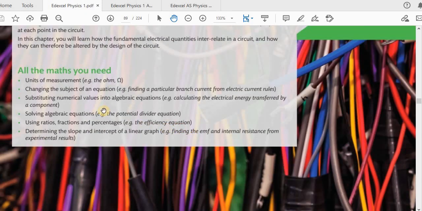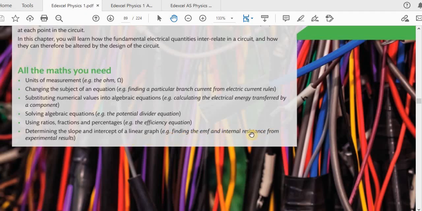Before we start this chapter, make sure you understand this, and this is the math that you need, and you have already learned this. The unit of resistance is ohm, how to change the subject of a formula, how to solve algebraic equations using ratios, fractions and percentages, determining the slope and intercept of a linear graph.